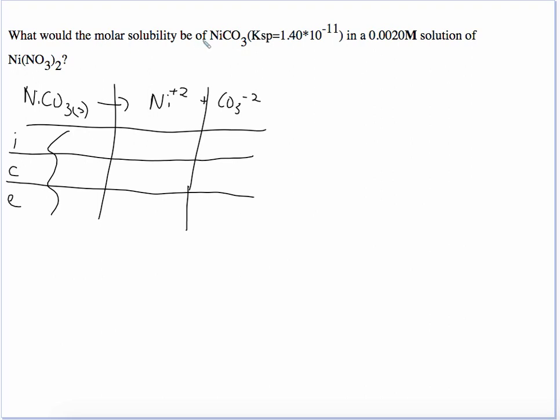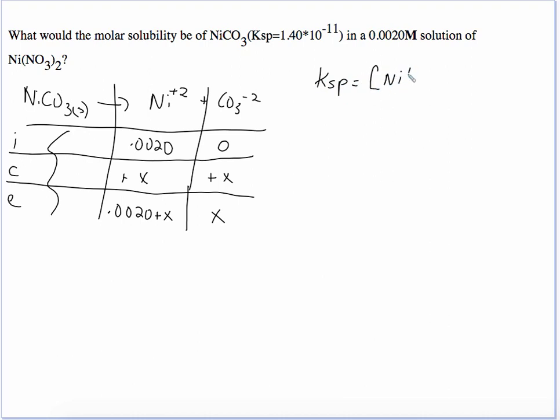Now, it's in a 0.0020 of nickel nitrate. So we look for a common ion, and the common ion is nickel. The nitrate is not a common ion. See how the nitrate doesn't match nickel carbonate? So the nitrate doesn't matter, but the nickel does. And so that's going to be 0.0020 is how much you start with. The carbonate is 0 because there's no carbonate in the solution that you're going to start with. This is going to go up by x, this is going to go up by x. And so at equilibrium, you're going to have 0.0020 plus x, and here you're just going to have x.